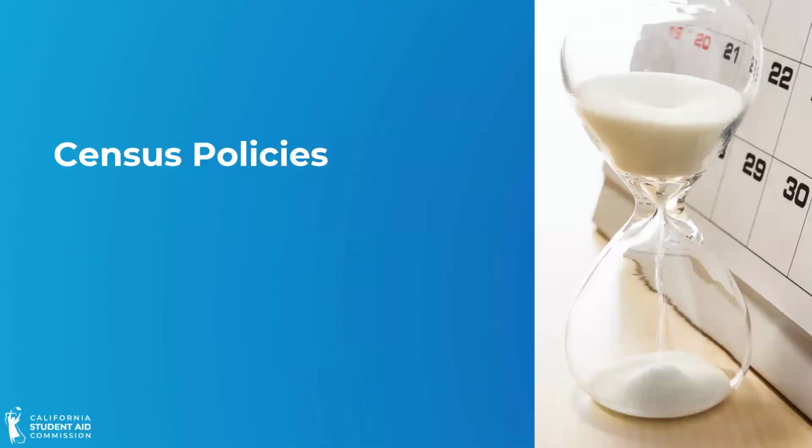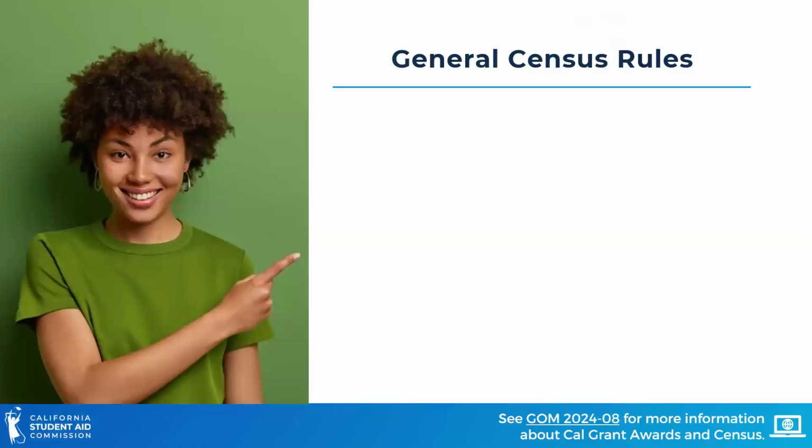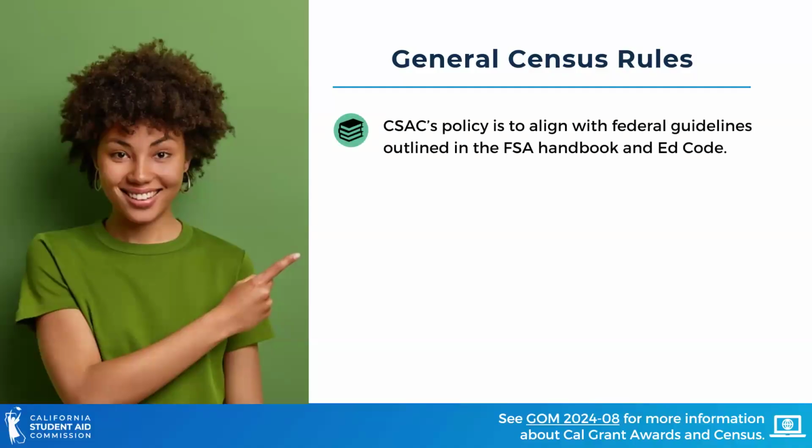Now let's talk about census policies, which, if you're not familiar with census, will help make sense of it all. CSAC for Cal Grant, our policy is to align with the federal guidelines for census outlined in the FSA Handbook and in Ed Code. So it's very consistent there.